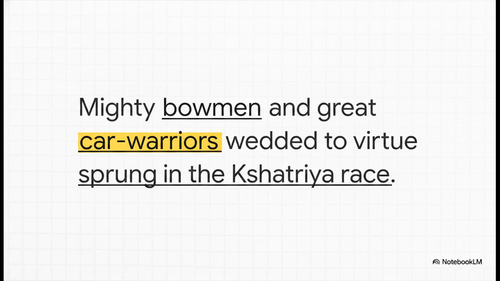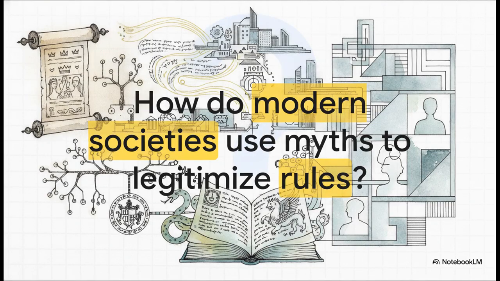From a terrifying massacre that wiped out the world's rulers 21 times, to a cursed pregnancy stemming from a celestial love triangle, to an exiled blind man floating on a raft, this single, chaotic, epic narrative masterfully justifies exactly how the ancient world's power structures were rebuilt. It is just a breathtaking way to explain the world, and it leaves us with a fascinating question to consider as we wrap up this explainer. How do modern societies use their own foundational myths to legitimize borders, bloodlines, and social rules today?